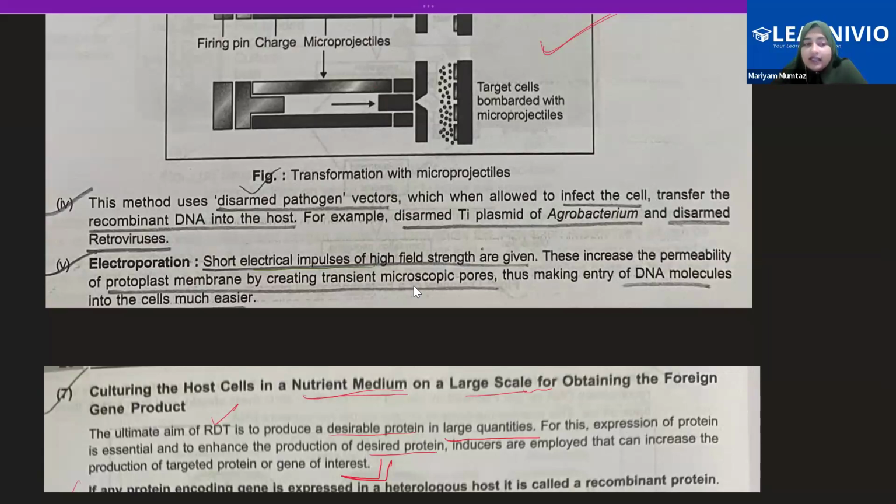Then another method is electroporation. Electroporation is when short electrical impulses of high field strength are given. This increases the permeability of the protoplasm membrane, and then the DNA molecule is taken inside the cell. So it increases the porosity, it increases the pores. Once you have done that, you have transformed the host cell.